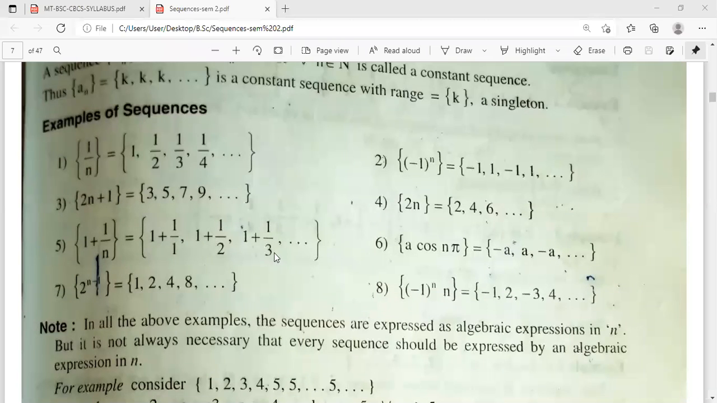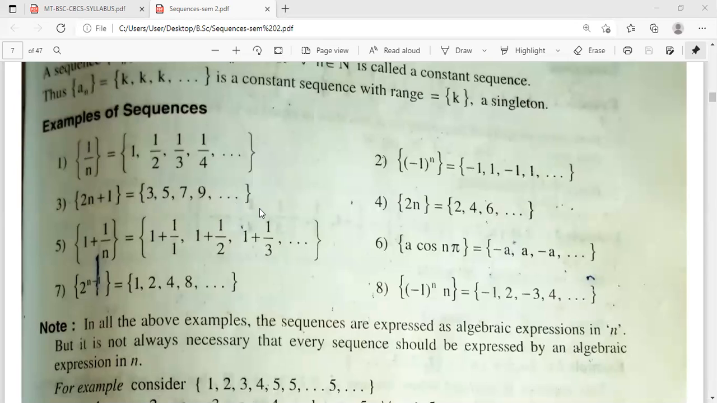And already you have seen the examples of sequences. In some of the cases, you write in terms of the general term, and already you know the difference between the general term and the specific term. If you substitute n equal to 1, 2, 3, and so on in the general term, because n is a set of natural numbers, you will get the first element, second element, third element, etc.